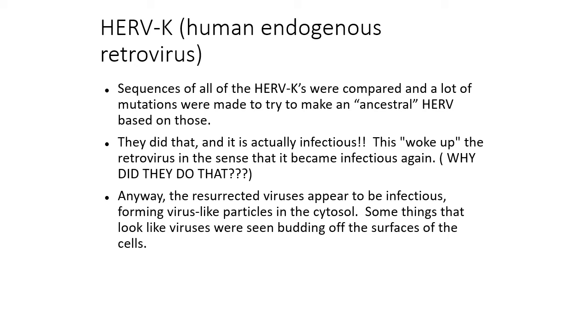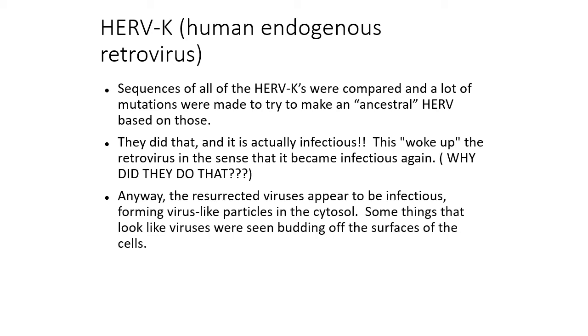So by comparing a large number of different forms of this retrovirus in our genome, they were able to derive a sequence of what we think an active one would look like. So they created that, basically getting one element, mutagenizing it to fix whatever mutations are there, and to try to decide if this thing was infectious. And in fact, they did do that, and it is actually infectious. Why they did that, I don't know, but they did.